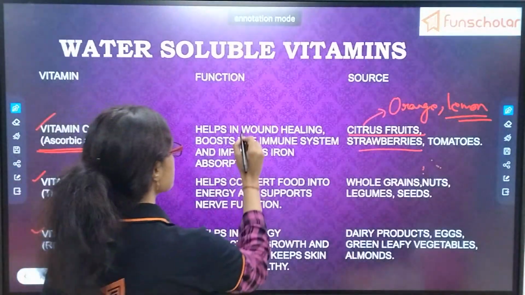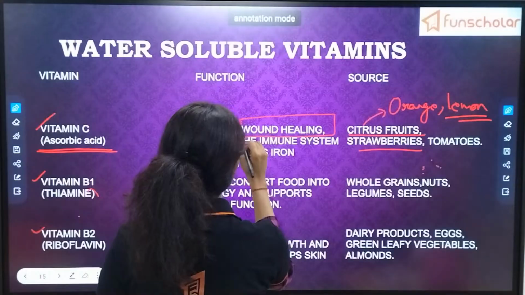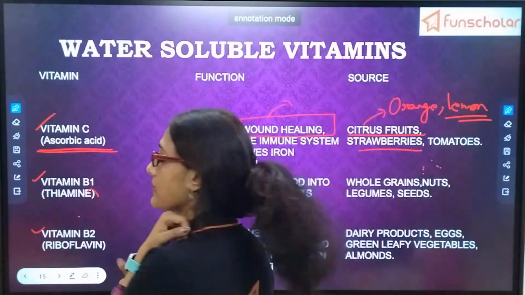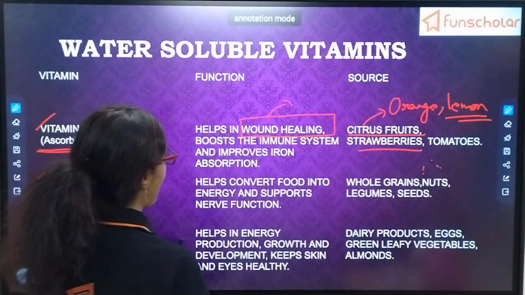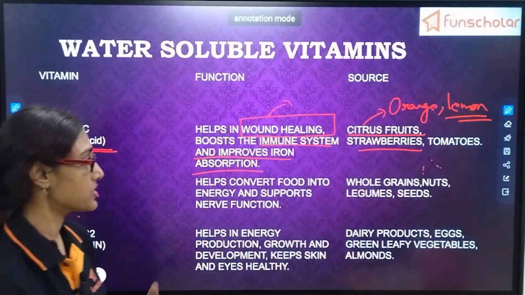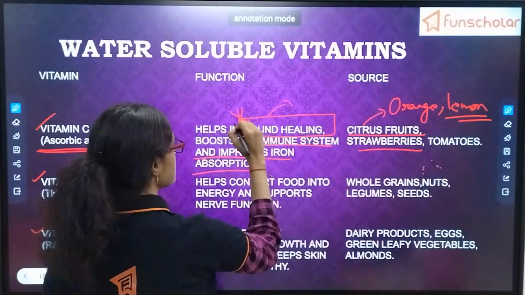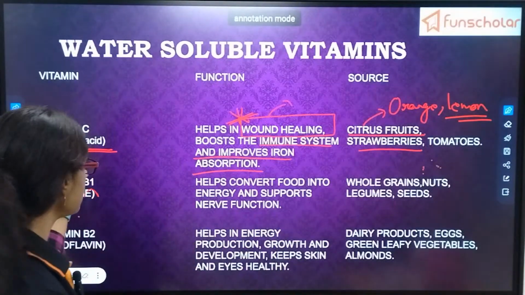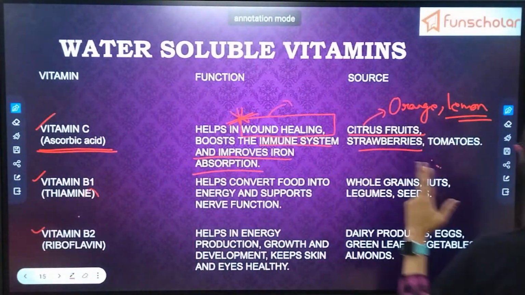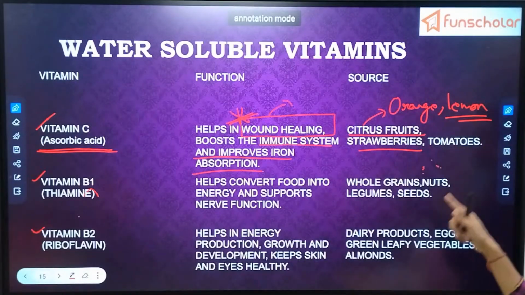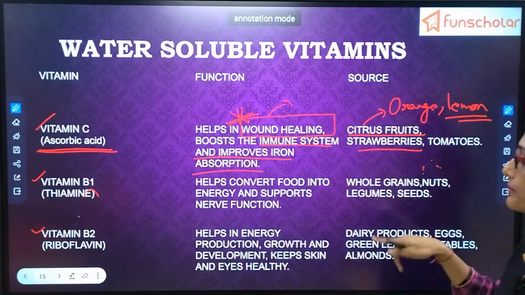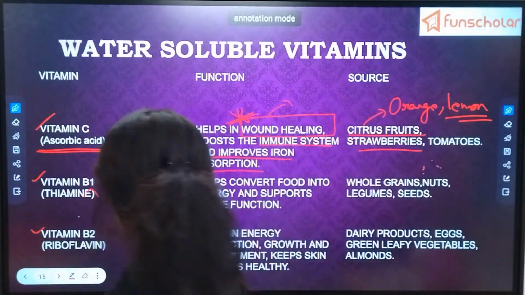It is known as the wound healing vitamin. Wound healing means you have a cut. For that healing, you need vitamin C on a regular basis. It also boosts our immune system and improves iron absorption. Okay, the most vital point is wound healing. Vitamin C is known as the wound healing vitamin. Please note it down or take a screenshot of the words I am marking. It is very much essential for both your Olympiad and your school examination.